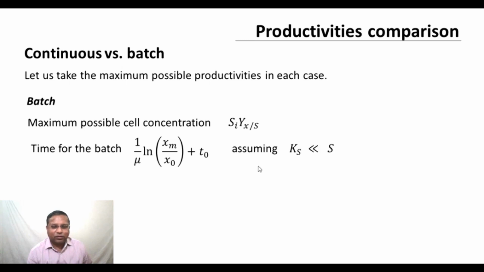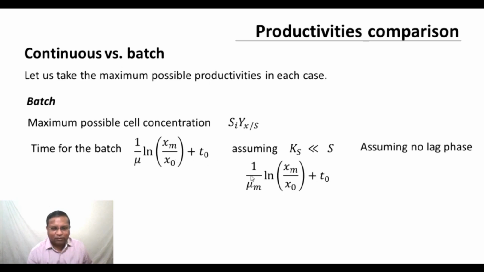When we assume that Ks is much less than S, assuming no lag phase further, we get 1 by mu m ln of xm by x naught. Here I have just replaced mu with mu m, saying when Ks is much less than S, then you would be at the maximum specific growth rate, the asymptotic value. So I have replaced mu with mu m. So 1 by mu m ln of xm by x naught plus t naught.